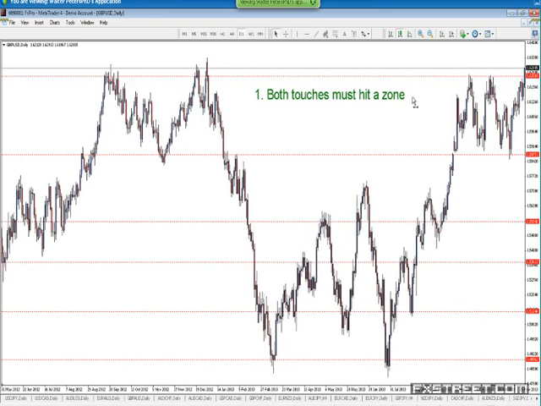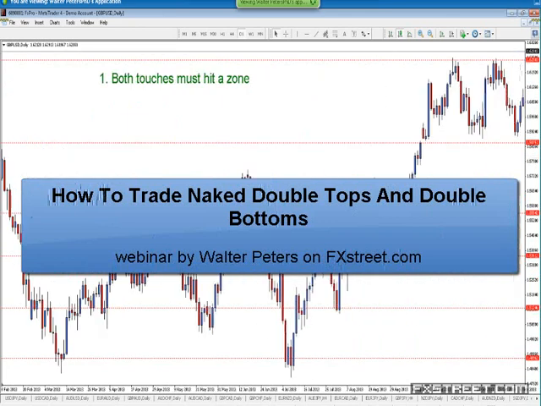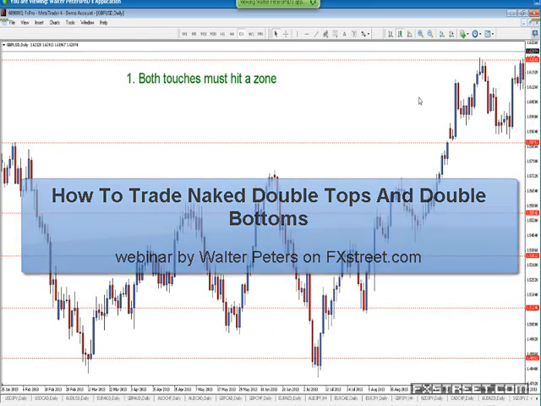Let me show you what the rules are, guys. First of all, both touches must be on the zone. All right, we get both touches on the zone. We have a touch on the zone here. So we have a touch here. Market falls, comes back up and touches it again. Right? Okay.